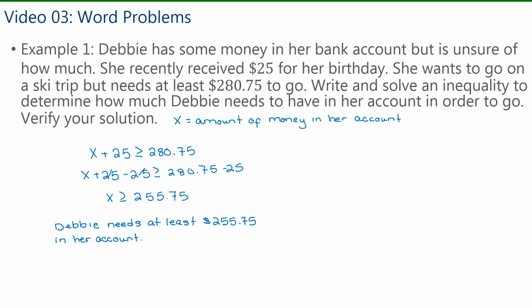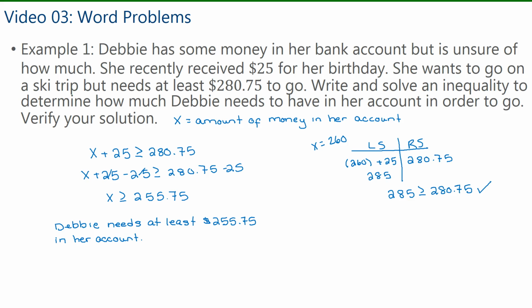So now to verify this, I'm going to pick a couple of values that are greater or equal to $255.75. So I'm going to say that X is 260. So I'll replace X with 260 on the left and get 285. And on the right, I got 280.75. Now, I'm not trying to see if they're equal. I'm trying to see if 285 is greater or equal to 280.75. And it is, so that means we verified that 260 is part of the solution.